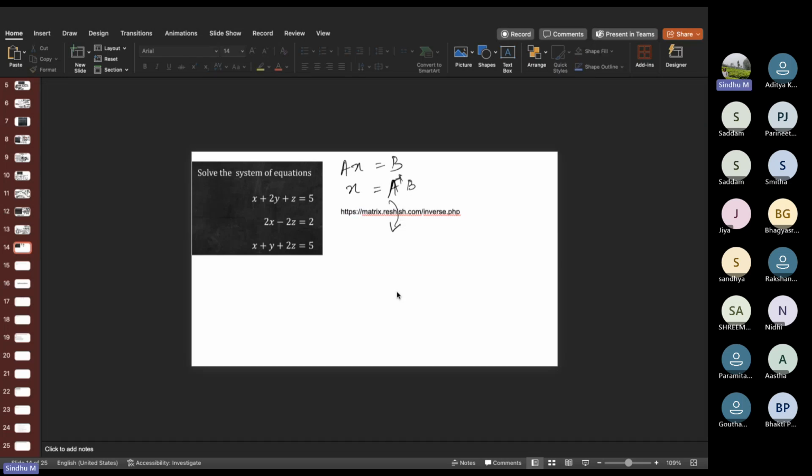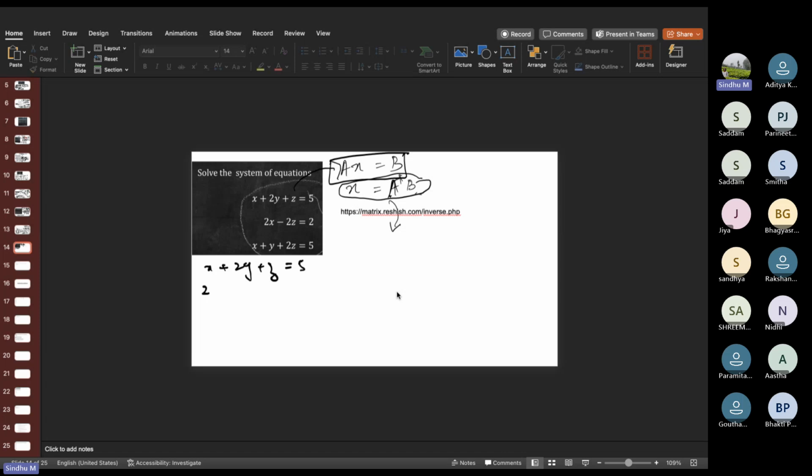So the first step will be to write the system of equations in this form as Ax equals b. So maybe I'll help you until writing it in this form. Then finding the A inverse, these two steps you can try on your own. So these are the equations. But in the second equation, there is no y term. So this can be written as 0 into y.